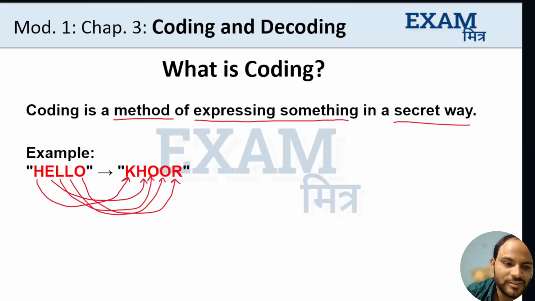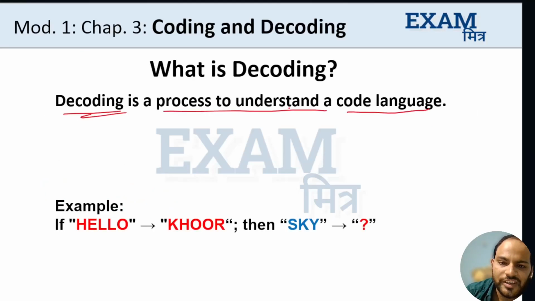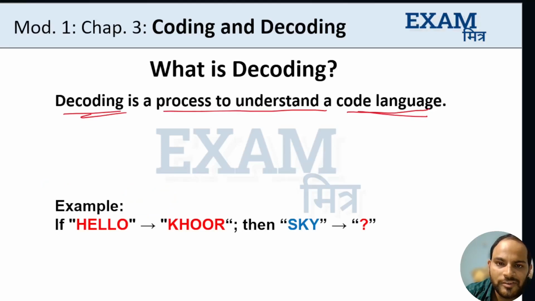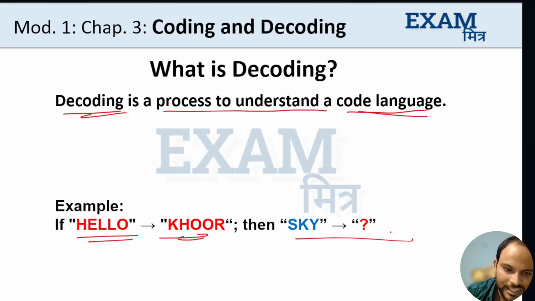Let's see what decoding is. Decoding is the process of understanding a code language. Like we did, we coded hello as Khur. So if again I say Khur to you, you would understand it as hello. So this is decoding. Decoding is understanding the coded language. Okay. So if hello is Khur, then what is sky? If hello is coded as Khur, then how would we code sky?